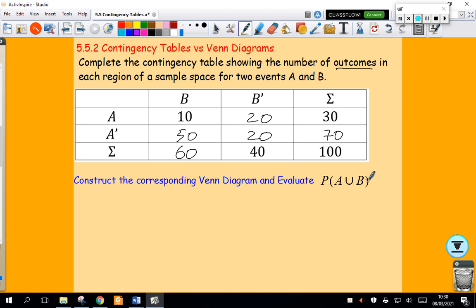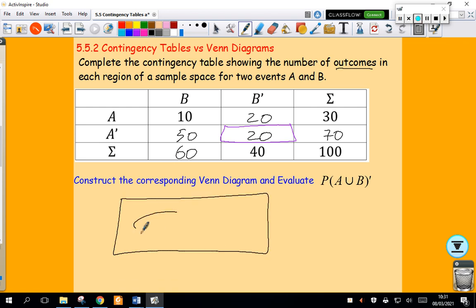A union B complement, I know, is that cell. Let's draw the corresponding Venn diagram. Loop for A, loop for B. They are intersecting because there is a crossover in there. That's 10 elements in both events. Outside here, that's 20. That 20 in this cell corresponds to that 20 there.